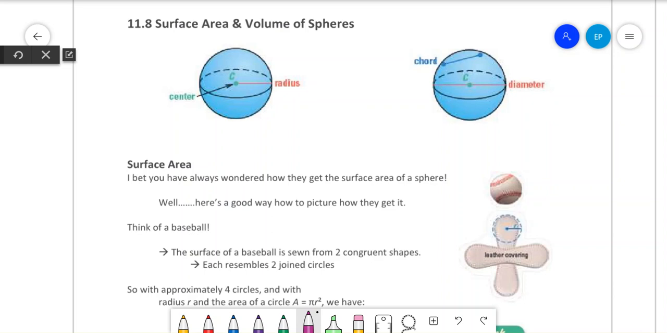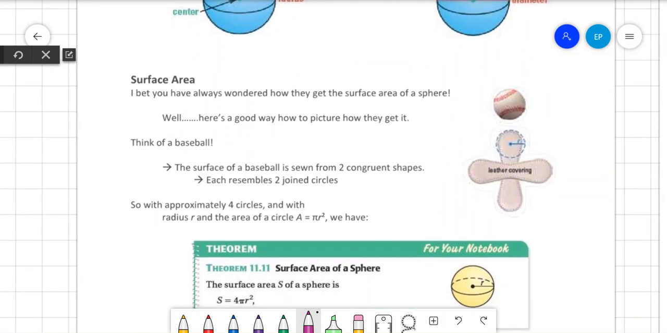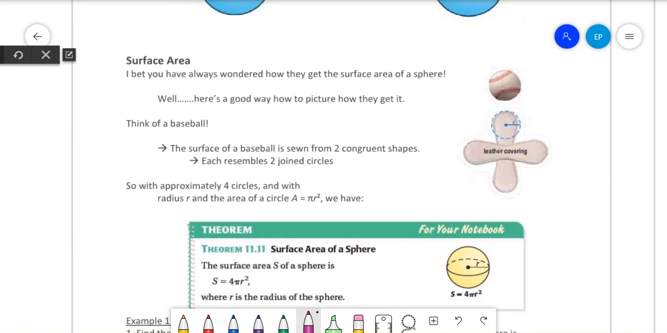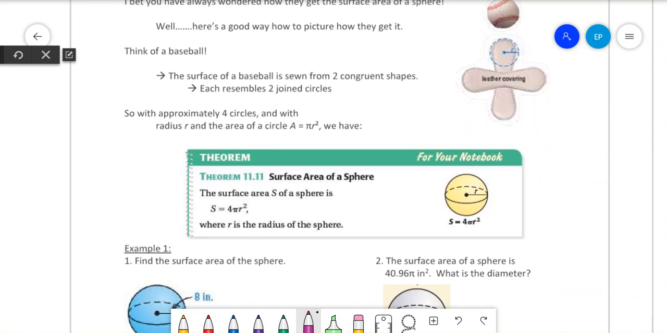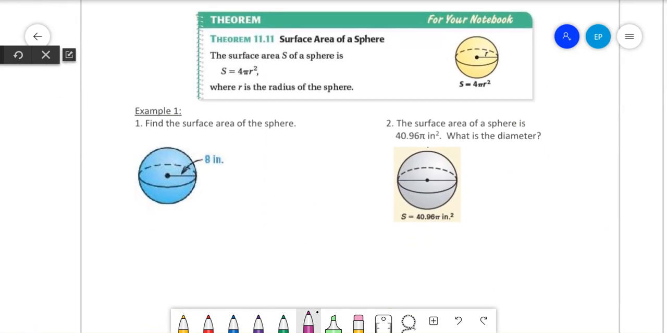The surface area, if you would like to figure out how to get one, a good way of how to get it, there are 4 circles within it. So 4 circles that are roughly covering the area of the sphere. So with all the extra movement of this baseball, you can find the area is 4 pi r squared. So we're just going to use the formula.